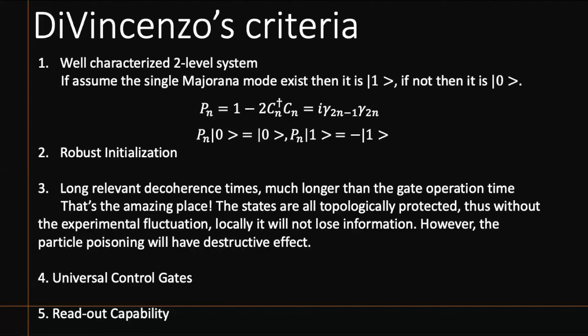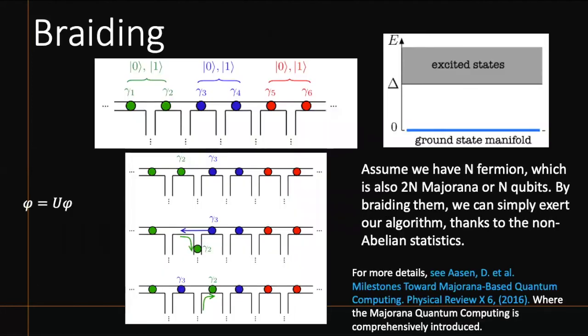The last one is the readout capability. Well, we cannot even convince ourselves we actually see the Majoranas. How can we say we have a robust way to read them out? All right, until now, we have nothing special about Majoranas. How about entanglement? Well, after reading this slide, you will find it is quite easy.